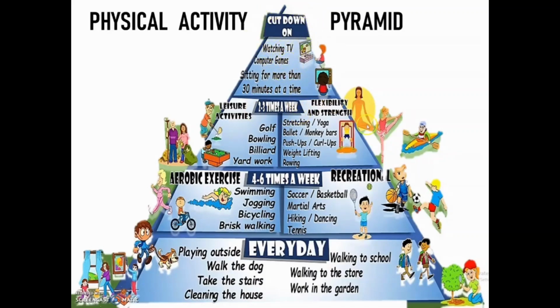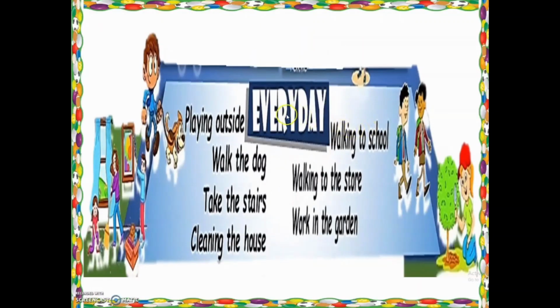Let's scrutinize and analyze. The first one is the activities that we can do every day. What are the examples of it? Playing outside, like this one. Walking the dog, like this one. Take the stairs, either up or down. Cleaning the house with your parents. Helping your parents in cleaning the house. Walking to school. Walking to the store. Or working in the garden. Those are the things that we can do every day.